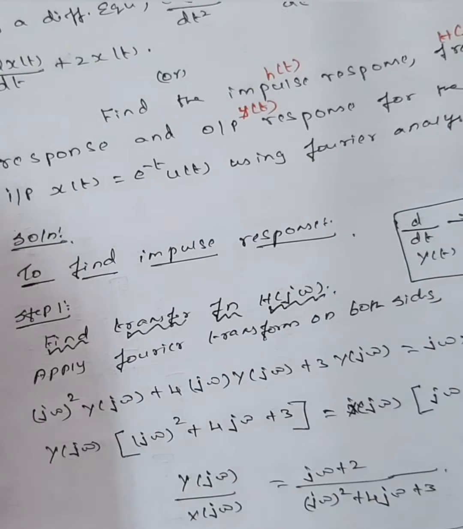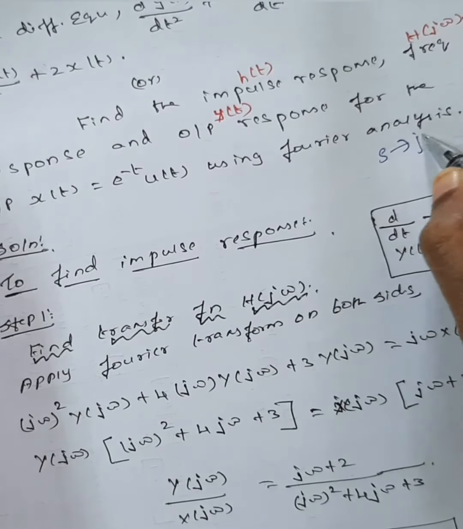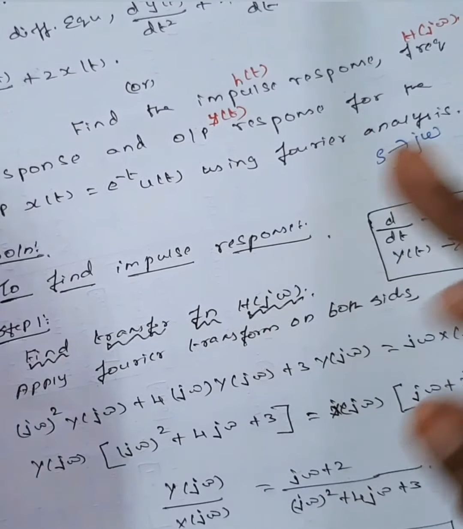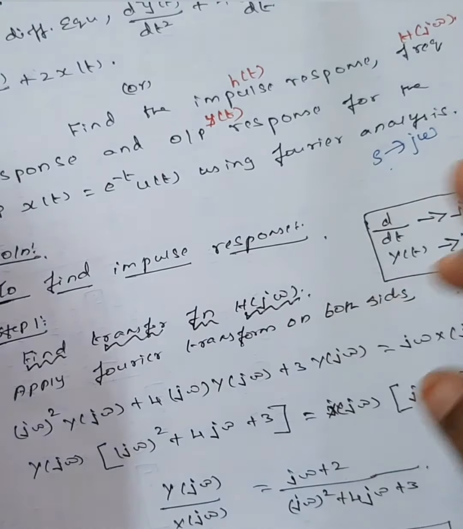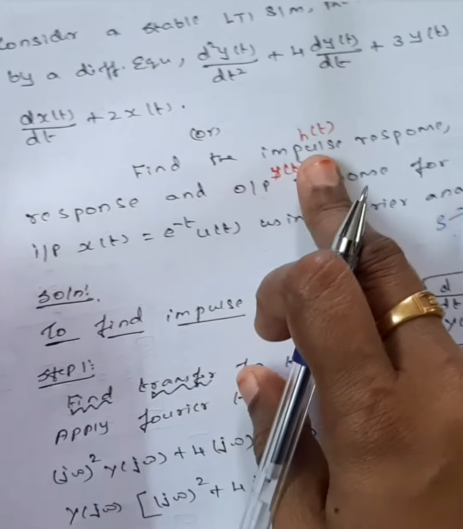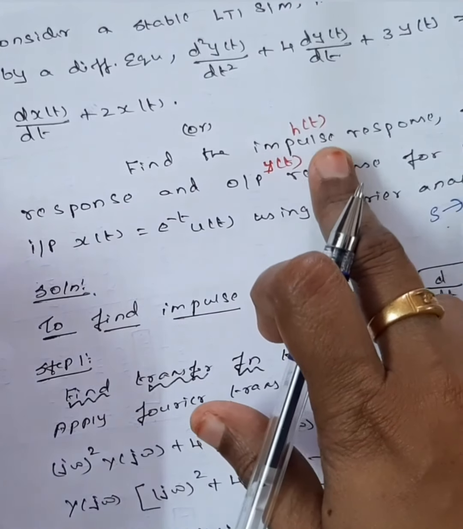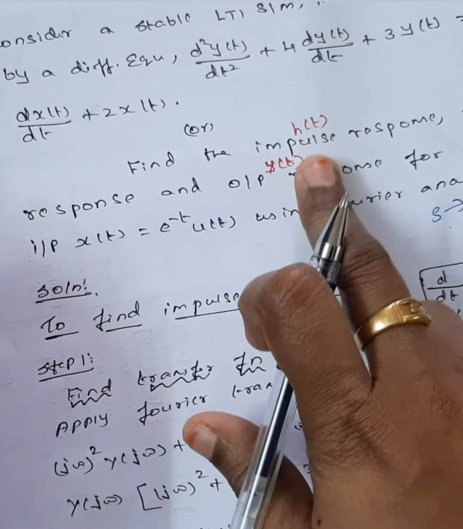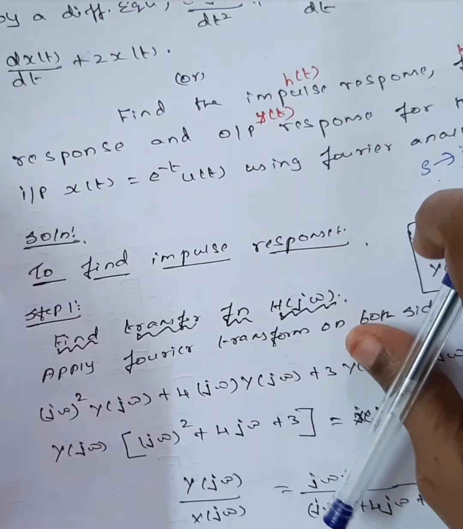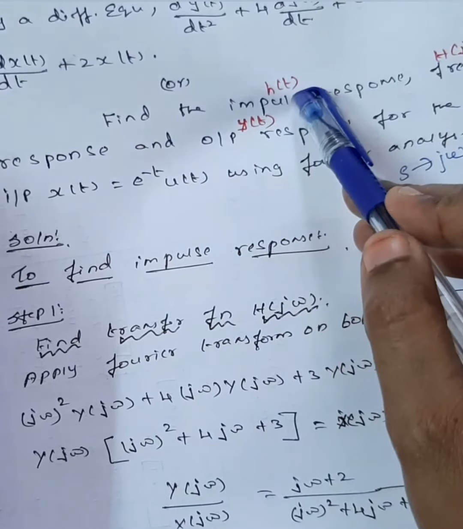Okay, so Fourier analysis means in the place of s, we are substituting j omega. In the Laplace transform the time domain is changing to the s domain; here the time domain is changing to the frequency domain. So first they have asked to find the impulse response. In order to find the impulse response, first you need the value of h of j omega, because here we are analyzing using Fourier analysis. They've asked to find the frequency response also. So if you know h of j omega, easily you can find the impulse response h of t.